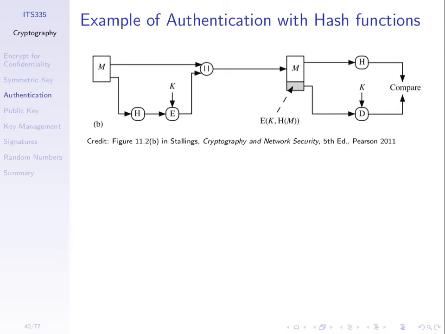Then we encrypt that hash value with a symmetric key cipher and with a shared key K between A and B. No one else has K. It should be a shared secret. A malicious user should not have K. We encrypt the hash value and send that encrypted hash value along with the message. Remember, this is concatenation. Take the message and the encrypted hash value and send them across the network.